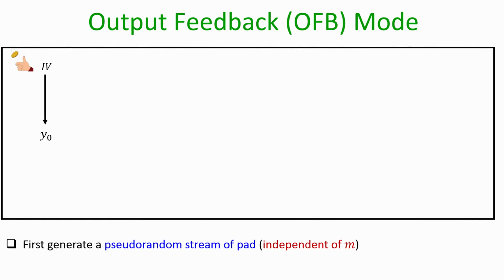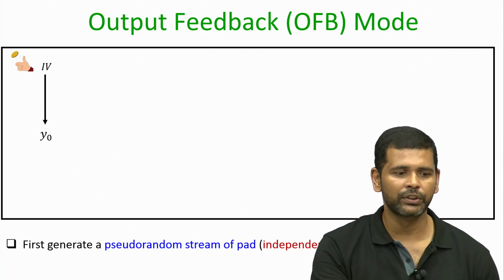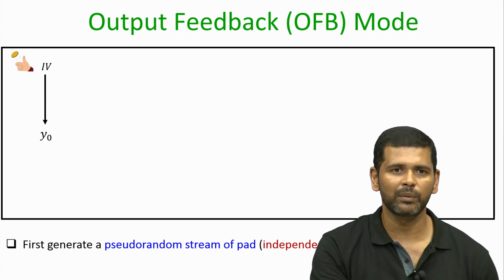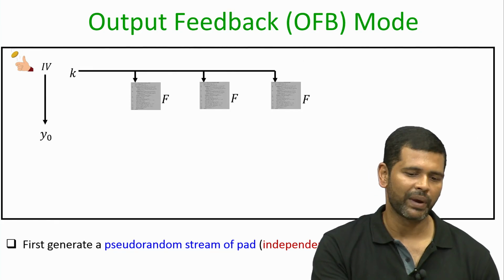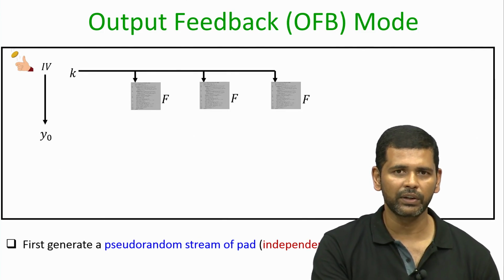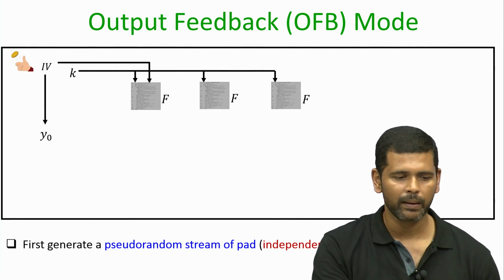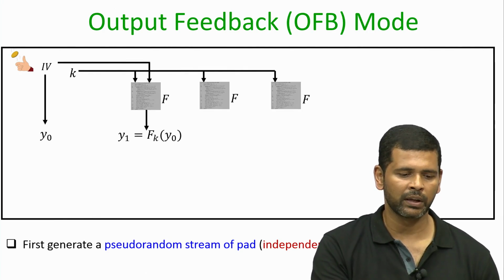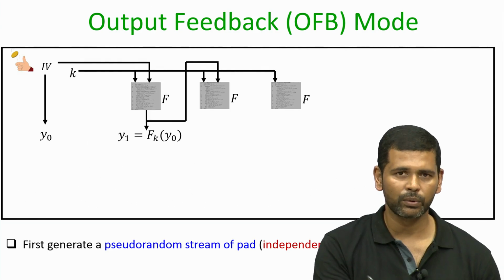So, let us see how the pseudo random stream of pad is generated. We start: the sender randomly chooses an IV, which we denote as Y0, and the size of the IV has to be the same as the block length of your underlying function f. Then imagine we want to generate 3 blocks of pseudo random stream of pads. Here is how we go. We invoke the function f three times, all instantiated with the same key k, and we feed the IV as the block input for the first invocation, obtain the output y1, and then we do the chaining.